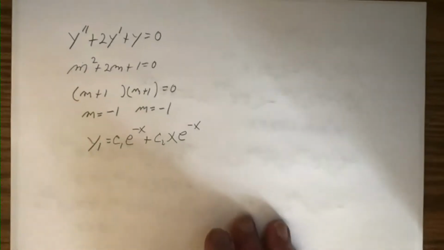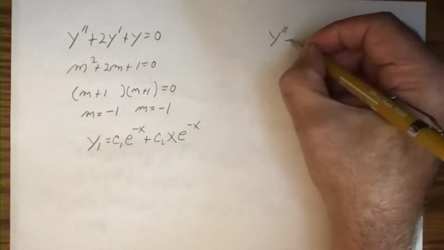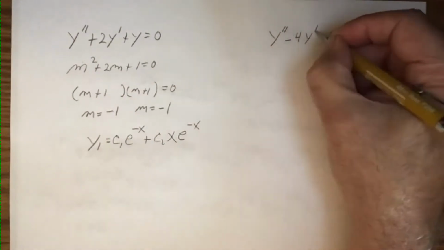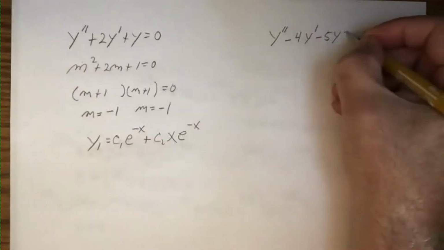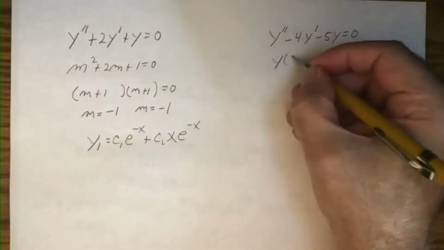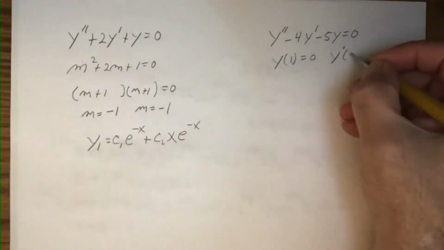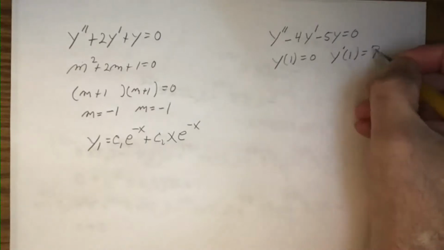All right. Let me give you another one to try. And I hope you're trying to do these without looking at my notes. And let's put in the boundary conditions. So try to do this without looking at my notes. Let's try to solve this initial value problem.